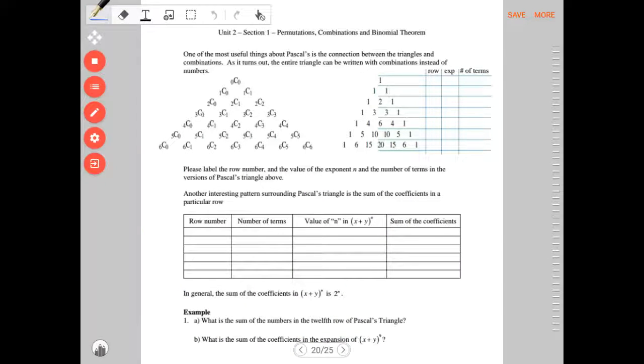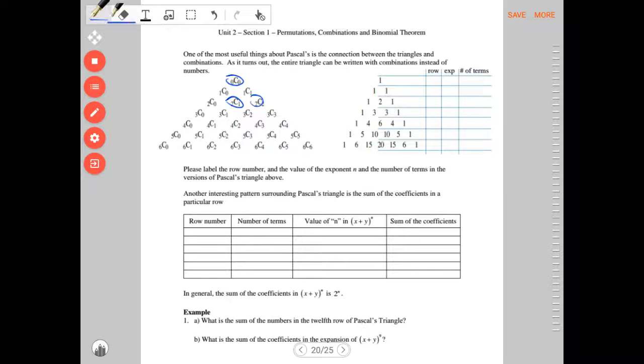One of the most useful things about Pascal's triangle is the connection between the triangle and combinations. As it turns out, the entire triangle can be written with combinations instead of numbers. So 0 choose 0 is 1. 1 choose 0 is 1. 1 choose 1 is 1. 2 choose 0 is 1. 2 choose 1 is 2. 2 choose 2 is 1. So we can write this whole array using combinations. That's why it fits into permutations and combinations, because that is going to be really important later on.